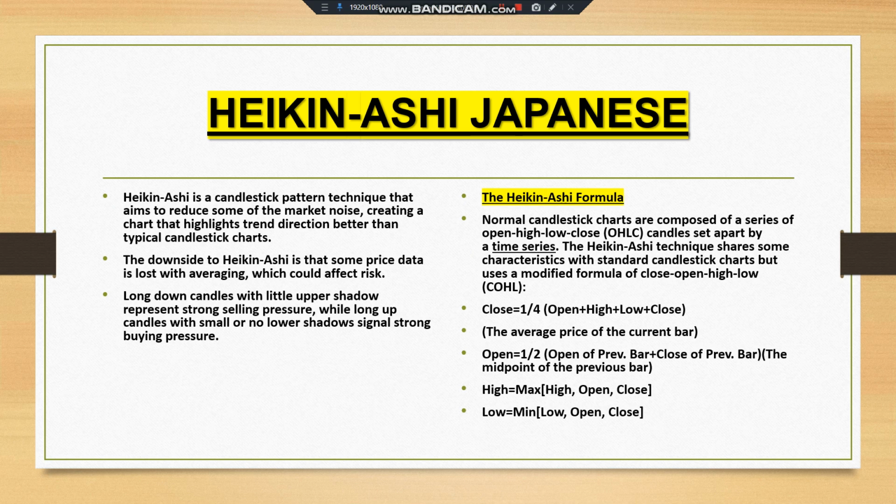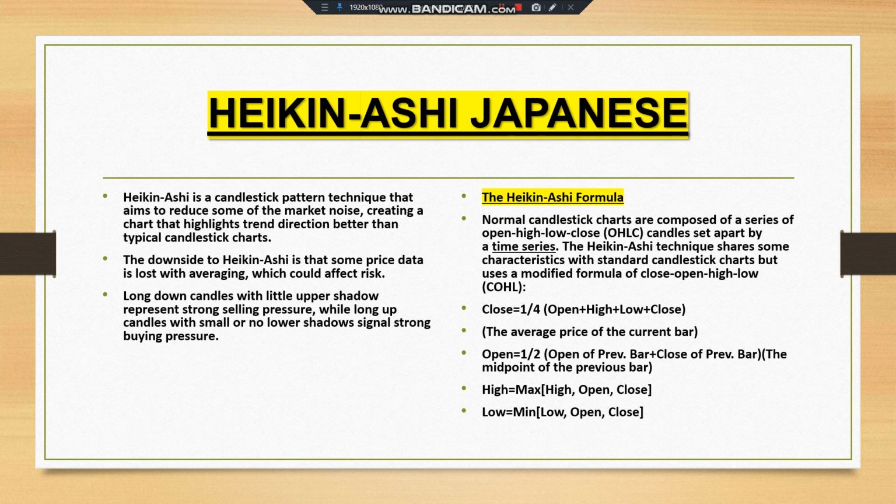Long down candles with little upper shadow, meaning it is totally dark with a little bit of shadow, represent strong selling pressure, while long up candles with small or no lower shadow signal strong buying pressure. So this is a special characteristic of the Heikin-Ashi candle.